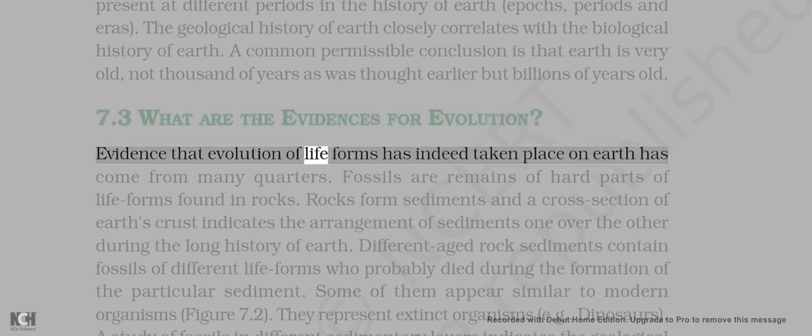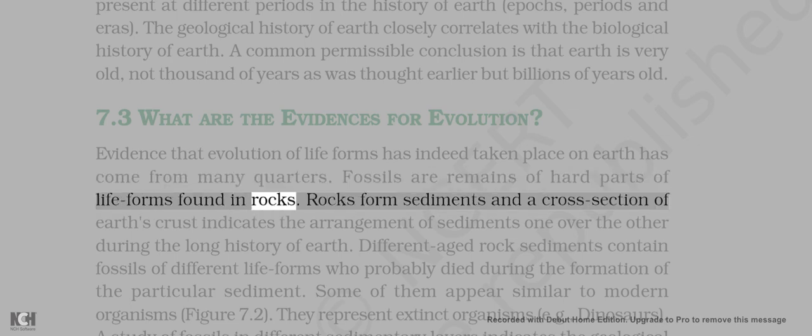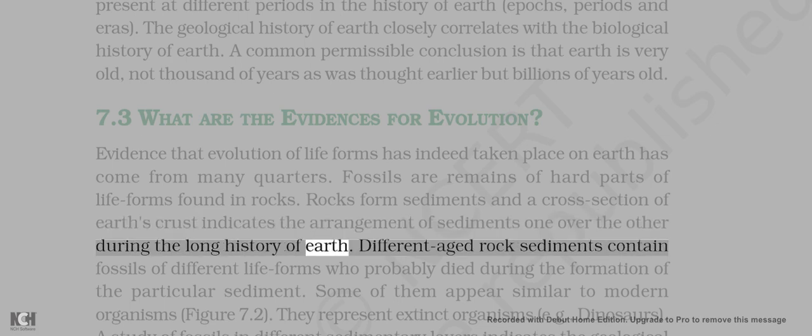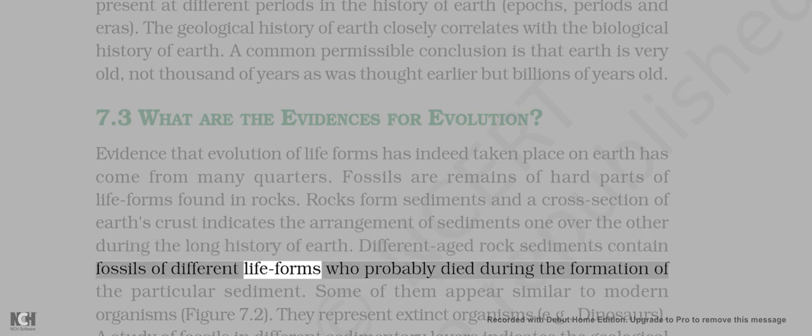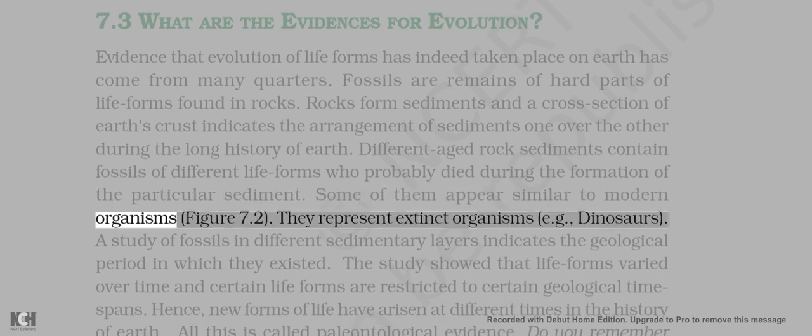Evidence that evolution of life forms has indeed taken place on Earth has come from many quarters. Fossils are remains of hard parts of life forms found in rocks. Rocks form sediments, and a cross-section of Earth's crust indicates the arrangement of sediments one over the other during the long history of Earth. Different aged rock sediments contain fossils of different life forms who probably died during the formation of the particular sediment. Some of them appear similar to modern organisms, figure 7.2.